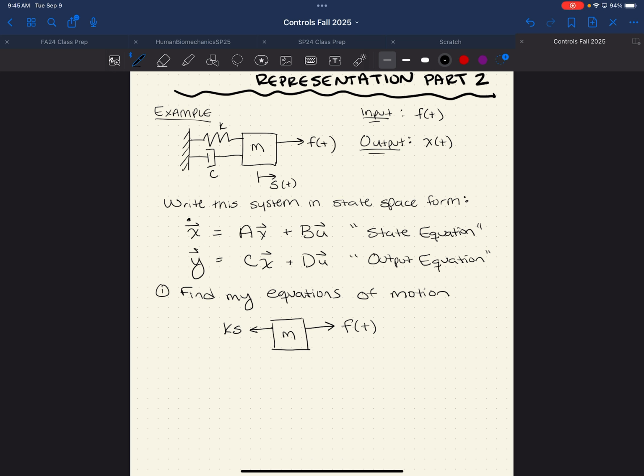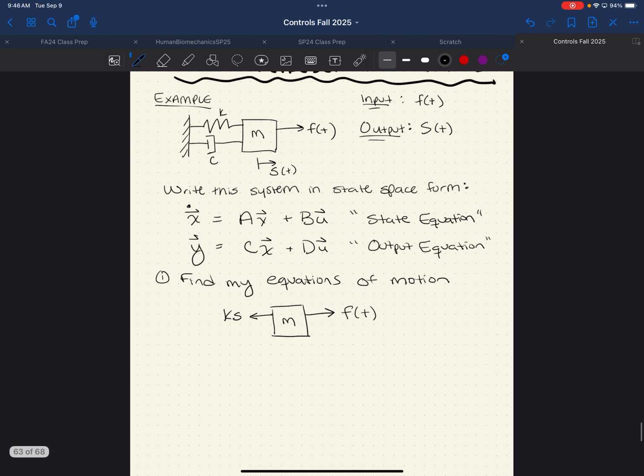Yep. For output, why does it say X of T? Because it's a mistake. Thank you. I originally wrote this problem with S, and then that became an issue with state space form because there's all these X's for state space, and I wanted to refer to displacement as something other than X. So absolutely our output should be the position or displacement S. All right, one last one. What's our last one?